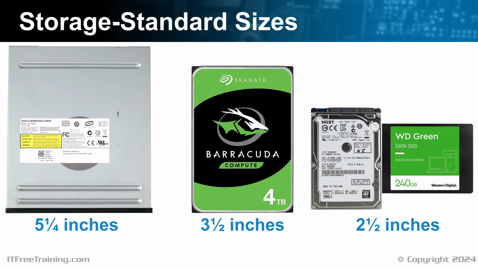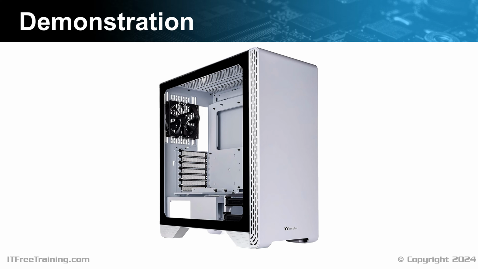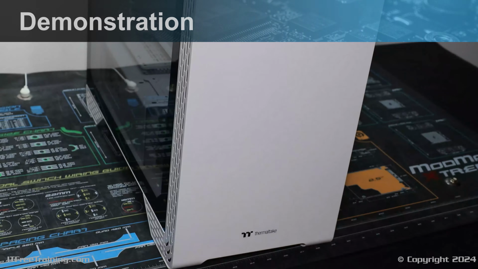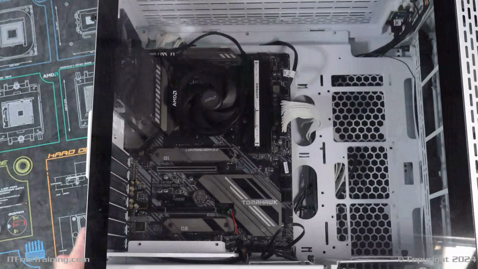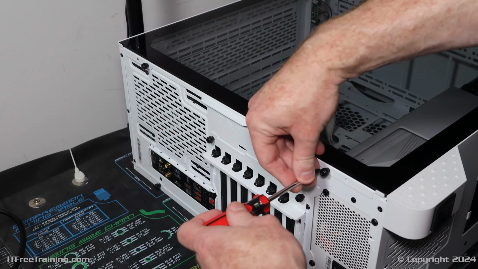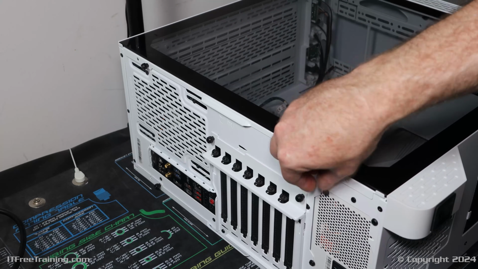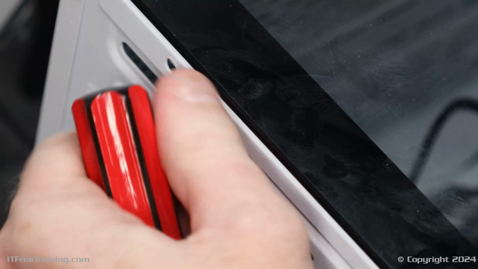Let's have a look at how to install some storage devices using these standard sizes. In this demonstration, I will install some storage devices in a computer case. To start with, I will turn the computer case onto its side. Computer cases generally have some kind of panel that will need to be removed in order to install a storage device. For this computer case, there are side panels that need to be removed. The computer case has 2 screws that need to be removed. Once these 2 screws have been removed, the side panel can be removed.